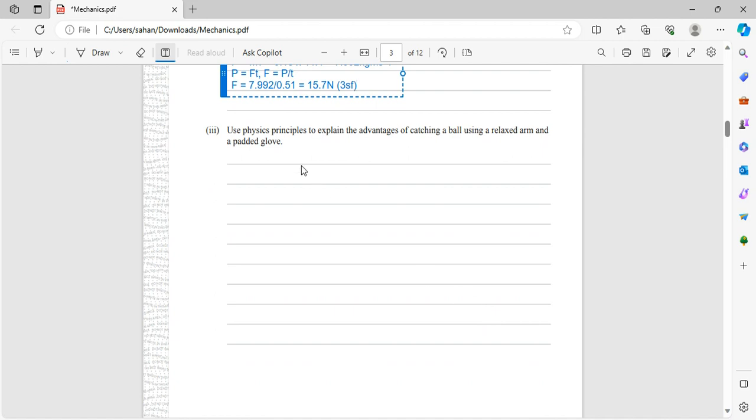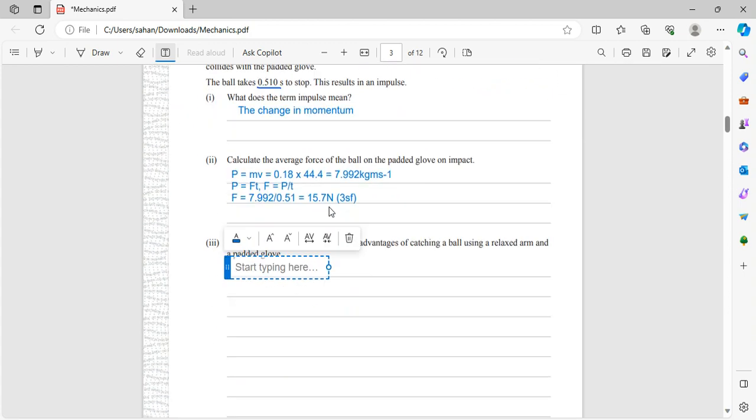Use physics principles to explain the advantages of catching a ball using a relaxed arm and a padded glove. Okay, so there is basically a question like this every year, so I would recommend you get used to these. And there's always a set answer pretty much, just depending on the context, it will be different, but I will show you how to write an excellent answer to one of these questions. So you want to start by saying, well, they've already told you that momentum is conserved.